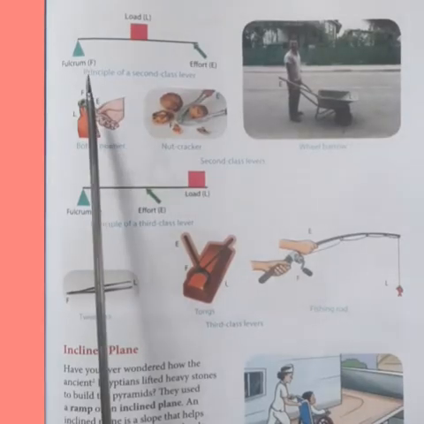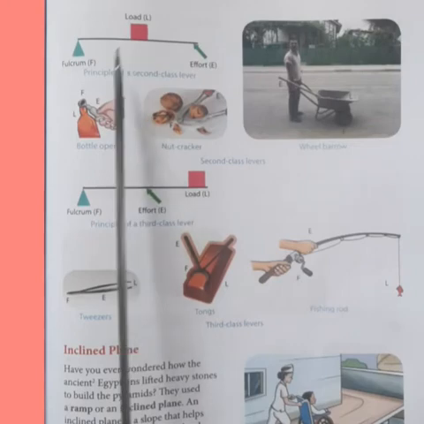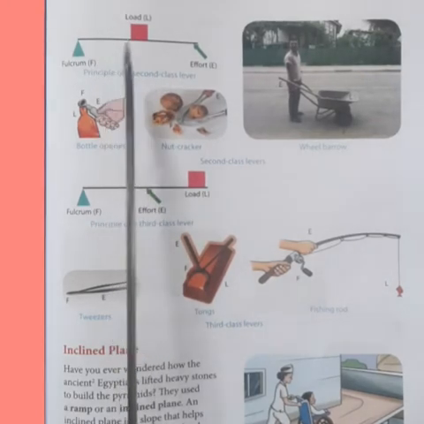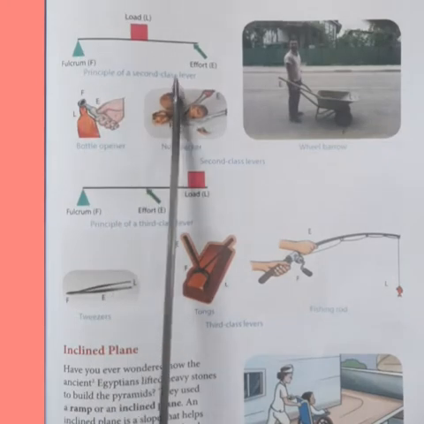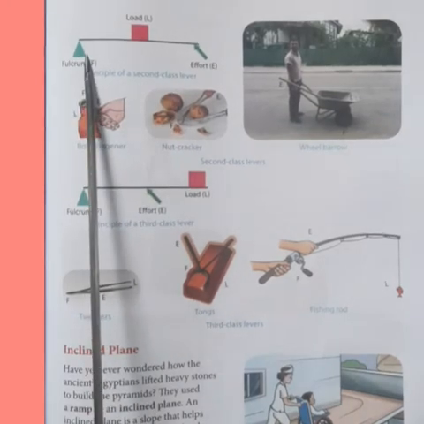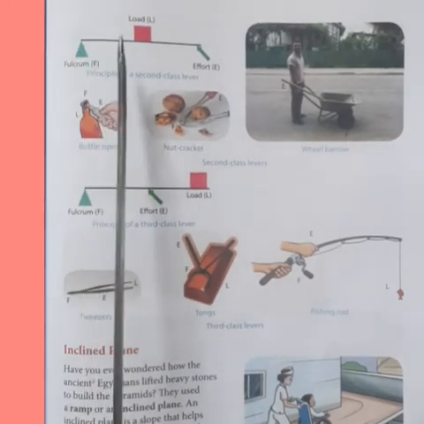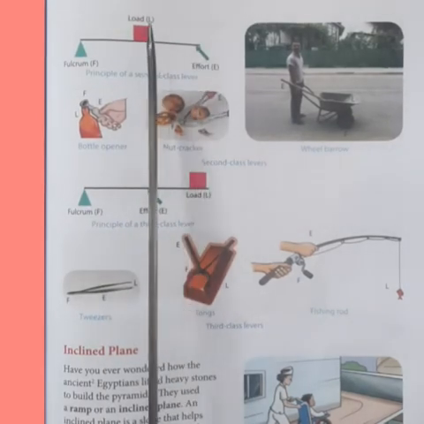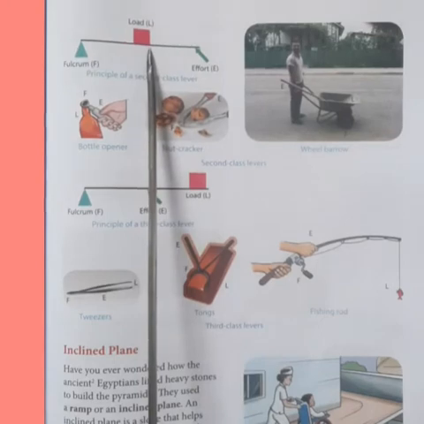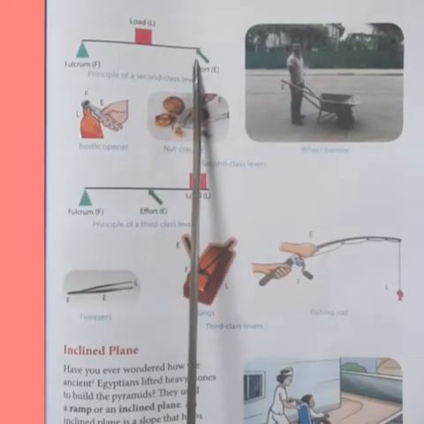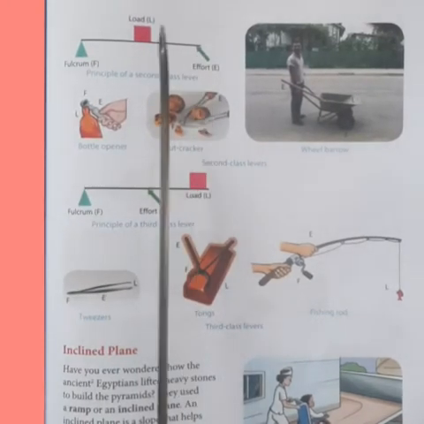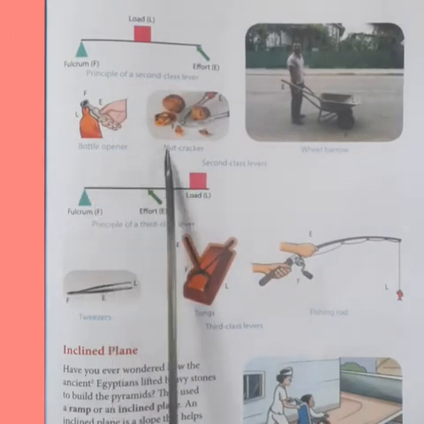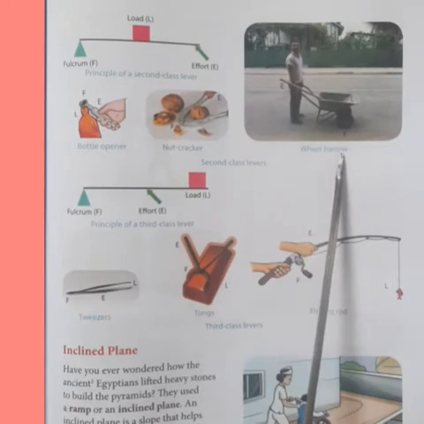So we have to know about the principle of a second class lever. In this picture, we can see that in case of a second class lever, the fulcrum is placed at one end of the rod, whereas effort is put in the other end of the rod. And the load is placed in between the fulcrum and the effort. We have many examples of this kind of lever, like the bottle opener, nutcracker and wheelbarrow.